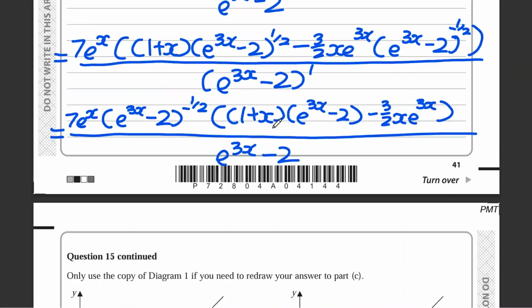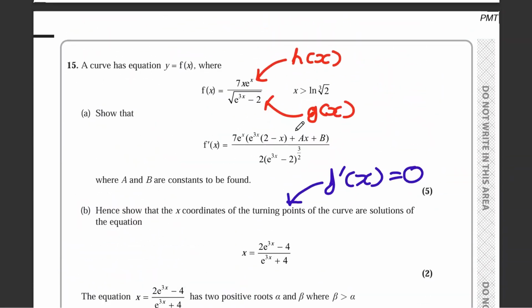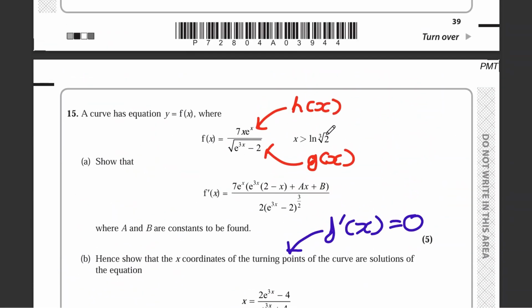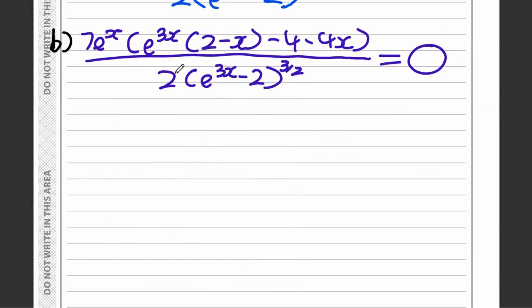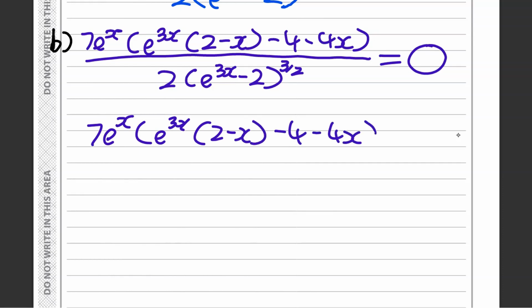It's not really that important. We can do this because we are told that x is bigger than the natural log of this cube root of 2. I won't go through it, but that essentially means that this denominator cannot be equal to 0, so therefore we can multiply everything by it. So therefore, if we multiply everything by it, it'll be 7e to the power of x, e to the power of 3x, 2 minus x minus 4 minus 4x is equal to 0.